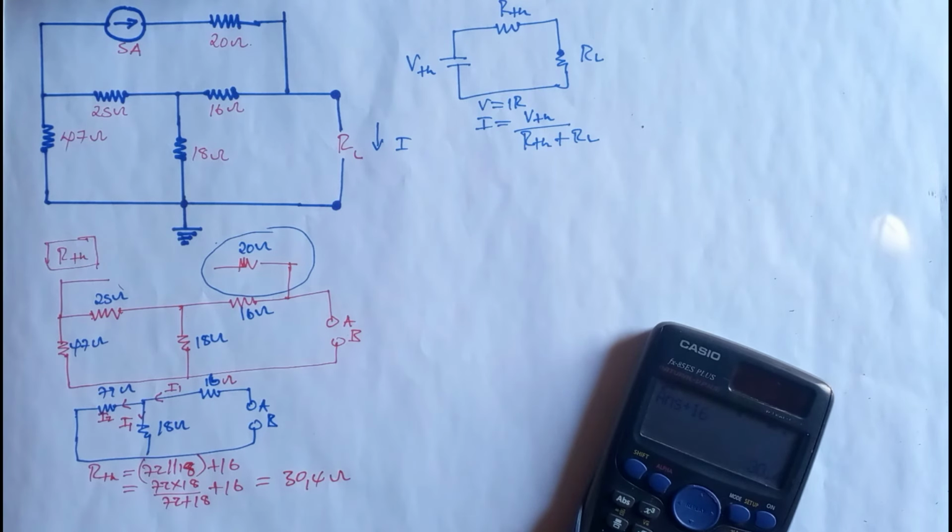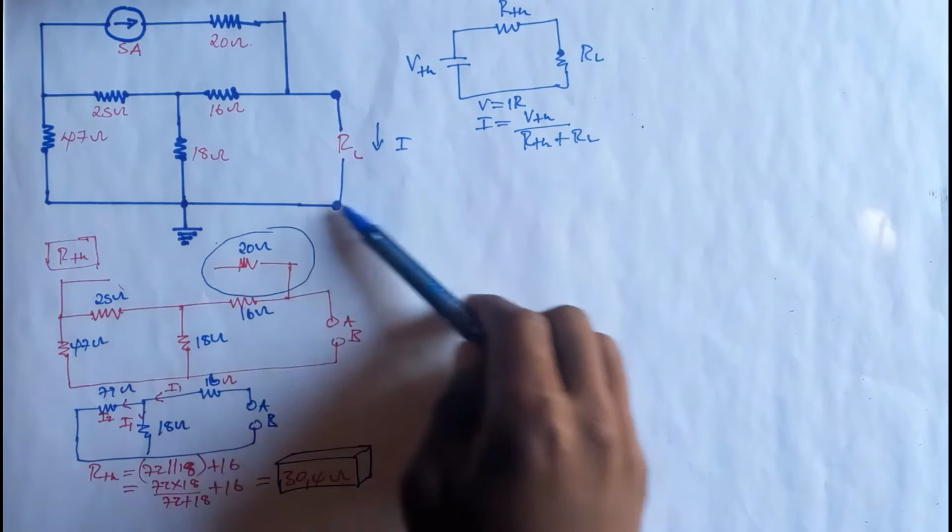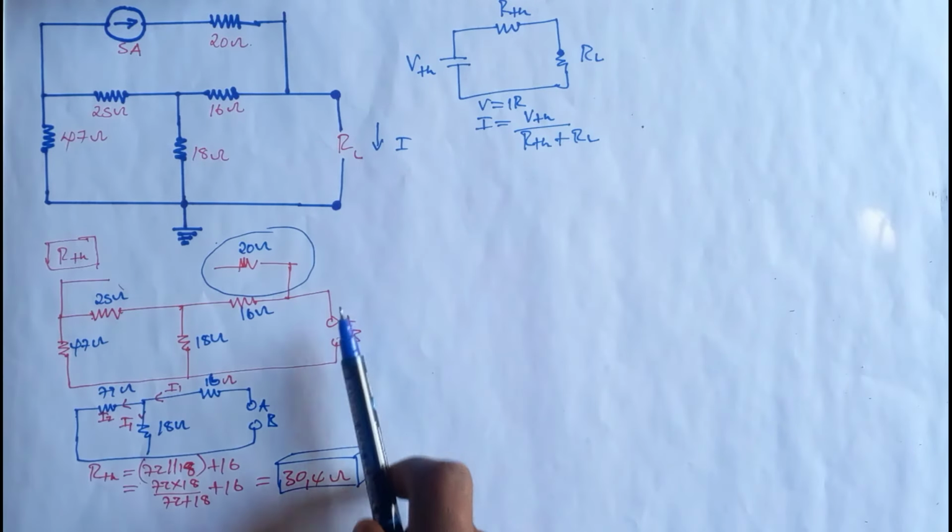And now I want to calculate the equivalent voltage. To calculate the equivalent voltage, I'm going to use mesh analysis and Kirchhoff's voltage law. I want to find the Thevenin voltage that is found across terminals A and B.